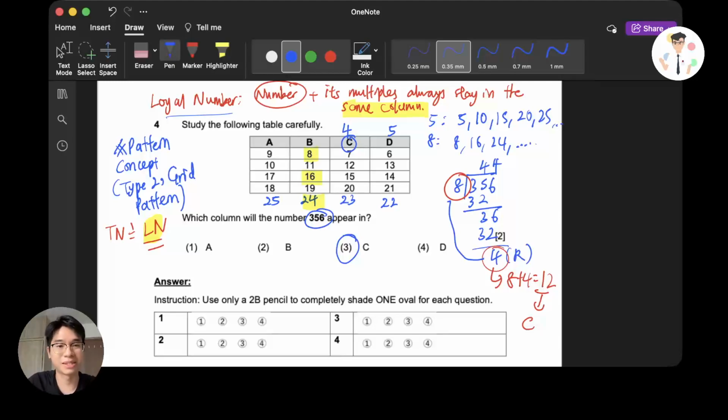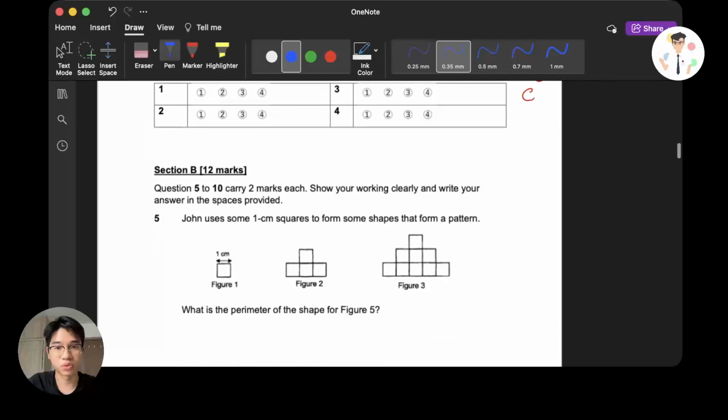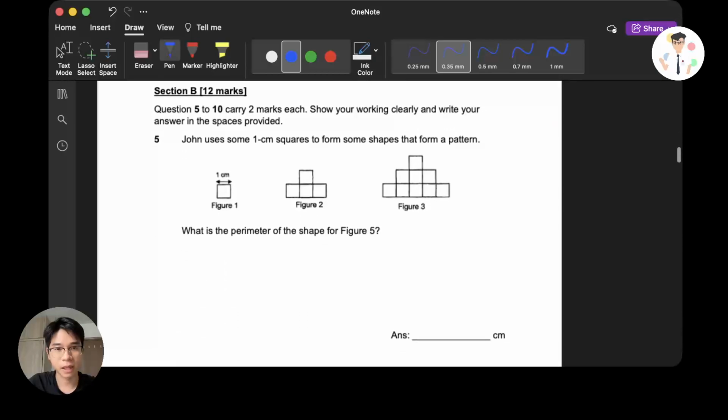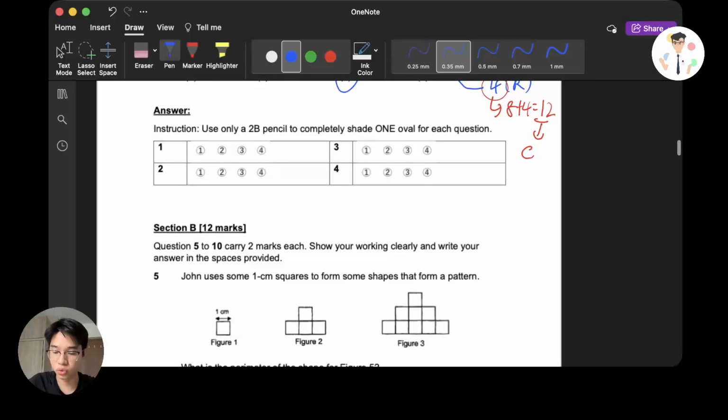Okay? If you don't know, please watch those lecture videos again and again and again. Now, let's move on to section B. By the way, just a reminder, you are supposed to use a 2B pencil to shade this over. And when you shade, please shade nicely. In the exam, you'll be penalized if you're not shading it properly or you are shading outside the oval.